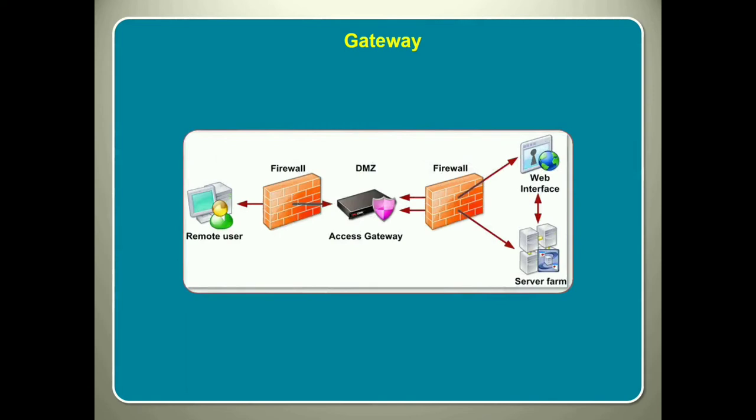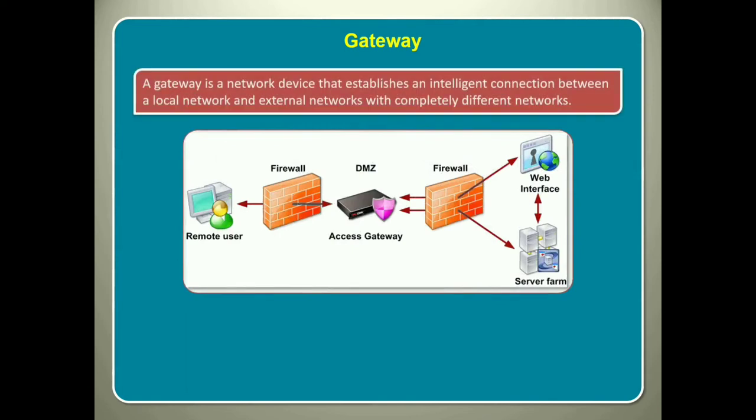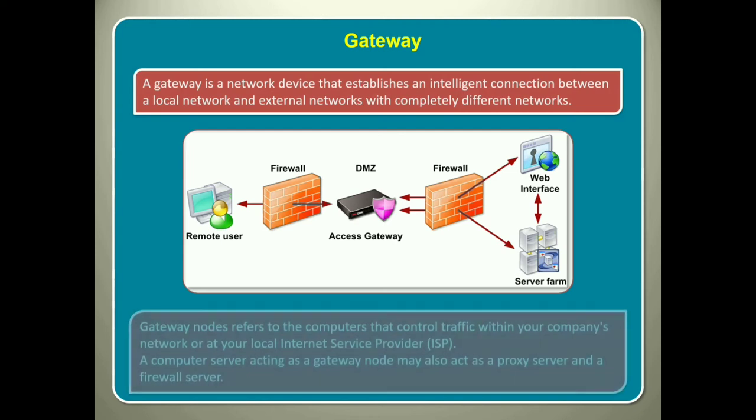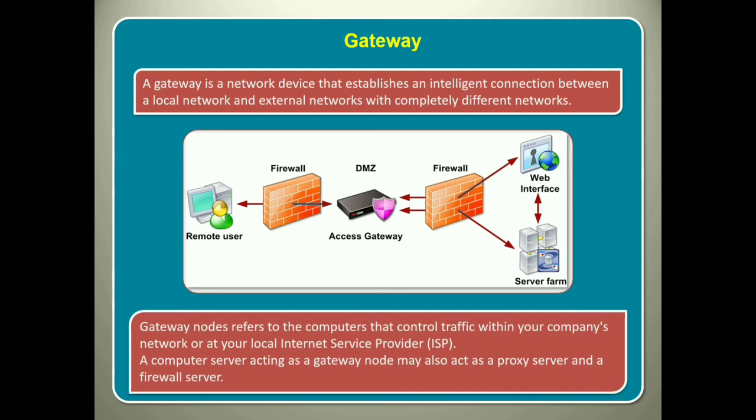Next is about gateway. A gateway is a network device that establishes an intelligent connection between a local network and external networks with completely different networks. Gateway nodes refer to the computers that control traffic within your company's network or at your local Internet Service Provider, ISP. A computer server acting as a gateway node may also act as a proxy server and a firewall server.